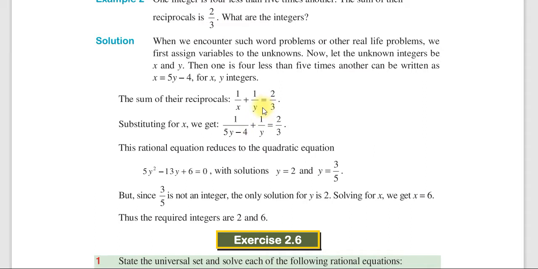Now how do we do this? As we did earlier, what do we need for y? We find the LCM and multiply the numerator by the LCM on both sides of the equation. So 5y square minus 13y plus 6 is equal to 0, with the solution set y equal to 2 and y equal to 3 over 5. But since 3 over 5 is not an integer, the only solution for y is 2.